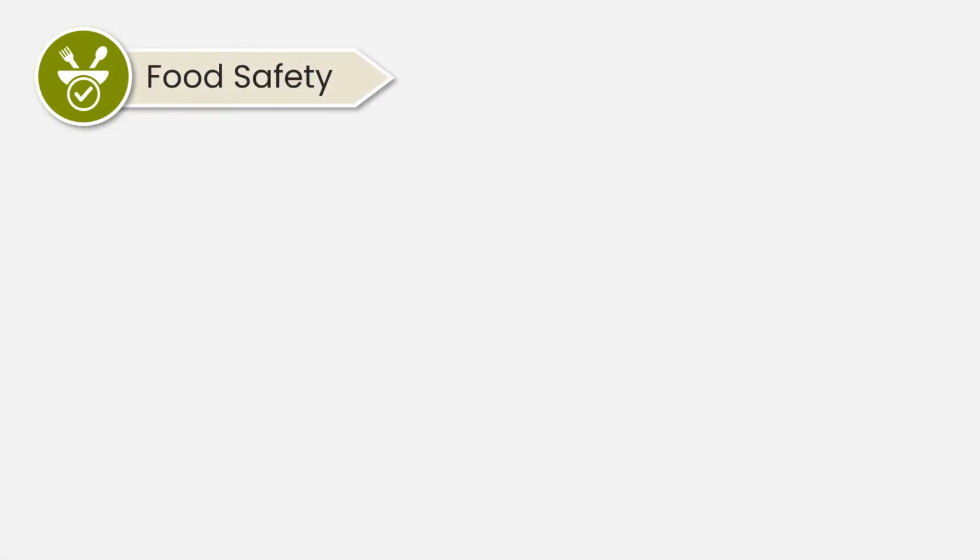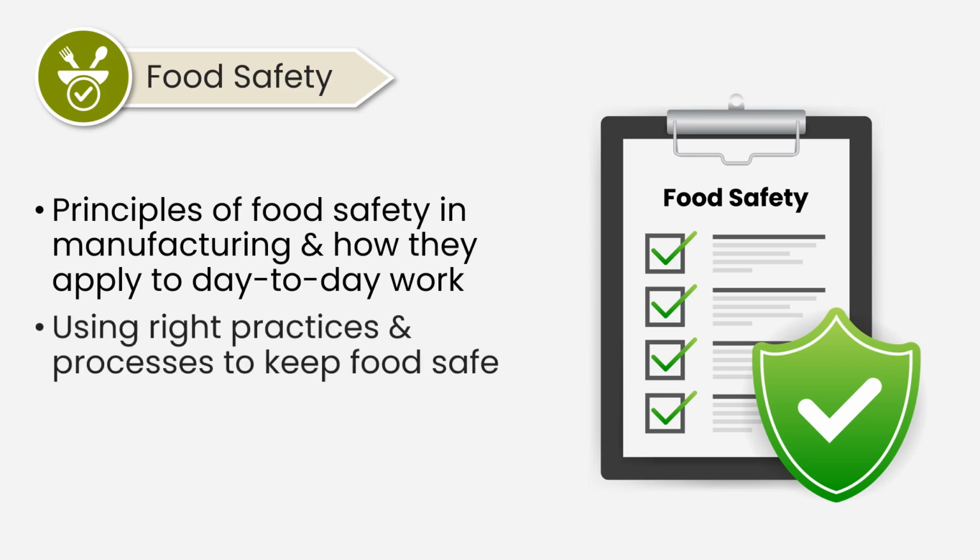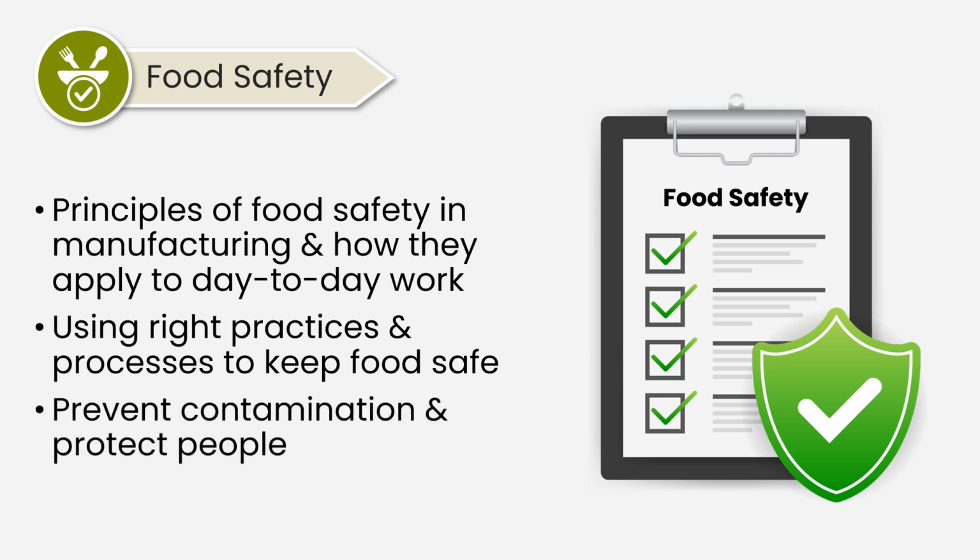In this course, we'll explore the principles of food safety in manufacturing and how they apply to your day-to-day work. Food safety in manufacturing means using the right practices and processes to keep food safe. It's about setting up work areas, equipment, and routines in ways that help prevent contamination and protect the people who eat the food you produce.